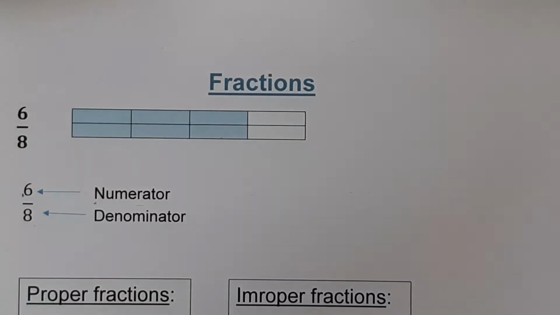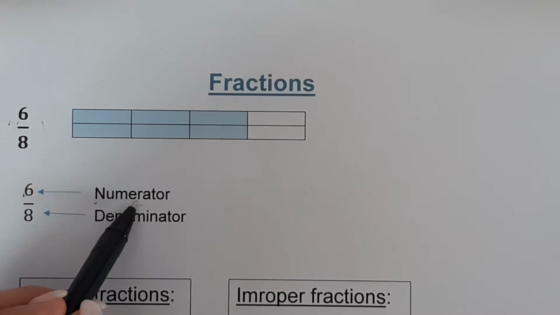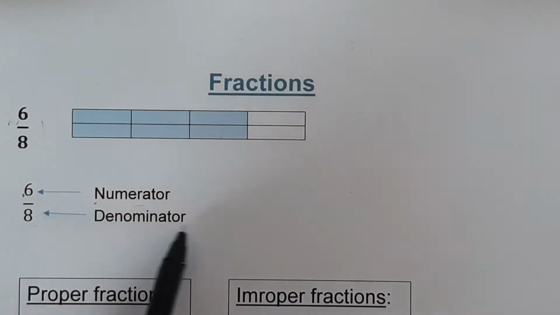Let me just revise the basics of fractions. You get a fraction like this. It's a proper fraction. The top number you call the numerator. The bottom one is the denominator.